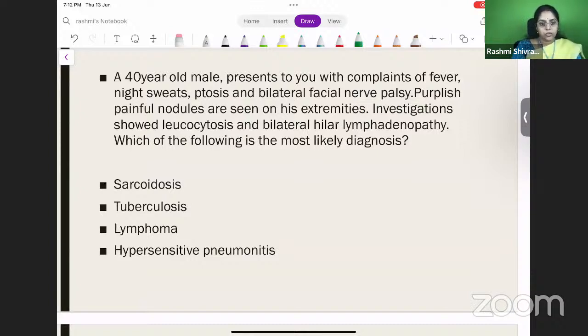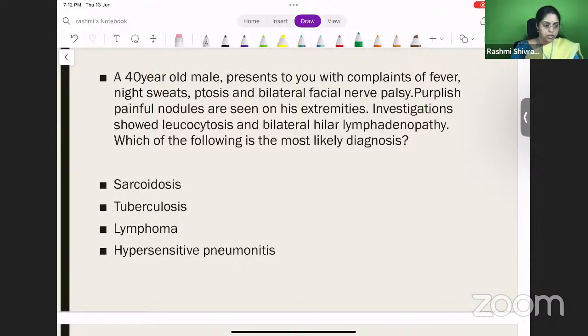What is the most likely diagnosis? So what is this patient presenting with? Is it sarcoidosis, tuberculosis, lymphoma, or hypersensitivity pneumonitis? Can any of you answer this question? So what is the answer to this question?